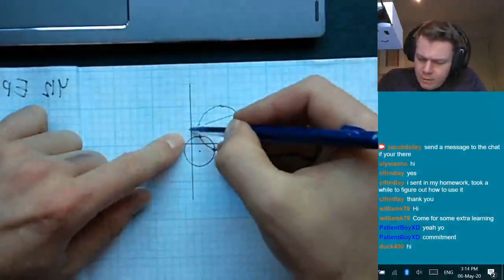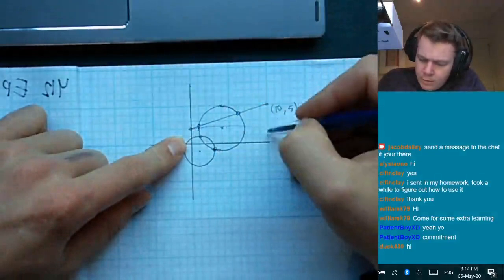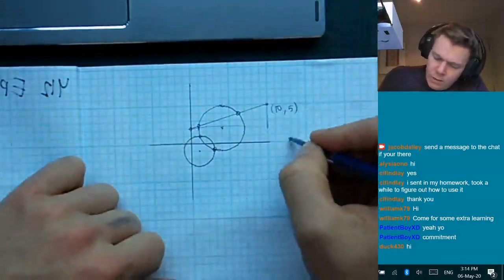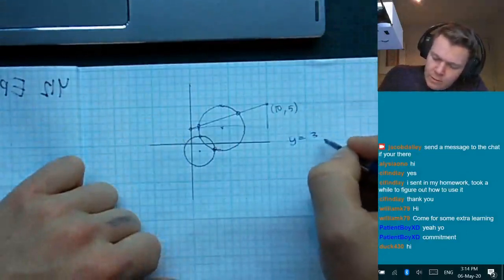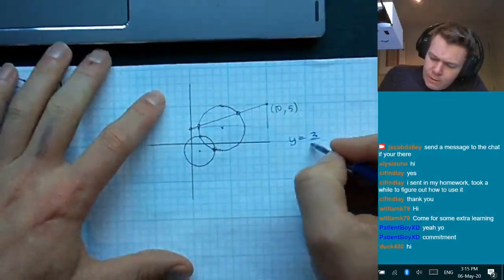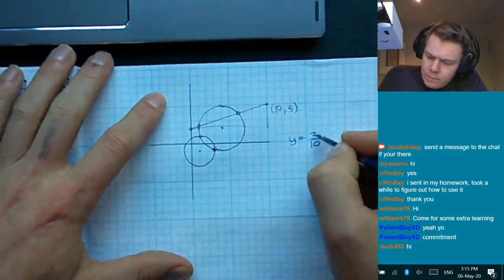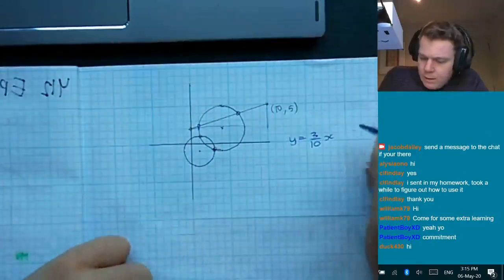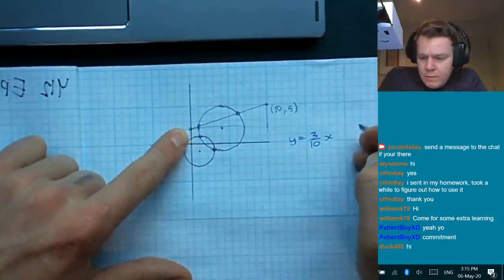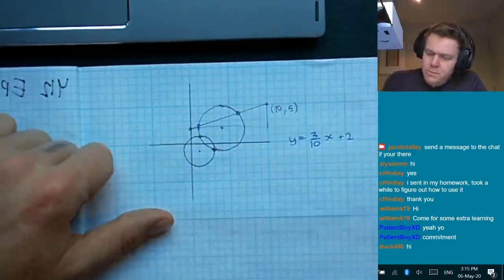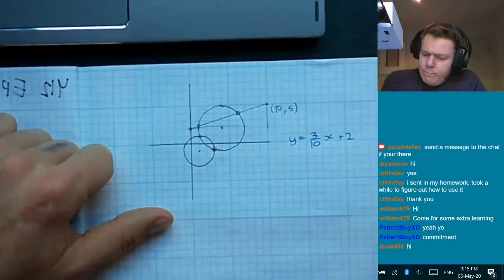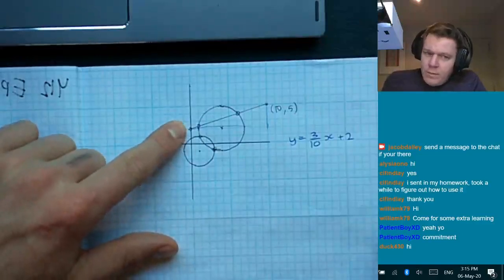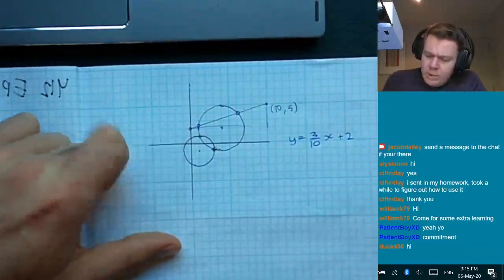For a start, this line goes across 10, up 3. So it has a gradient of 3 over 10, rise 3, run 10, x, and then our intercept is 2. Whenever you're given a line and it's got the intercept, you can just use your basic y equals mx plus c.